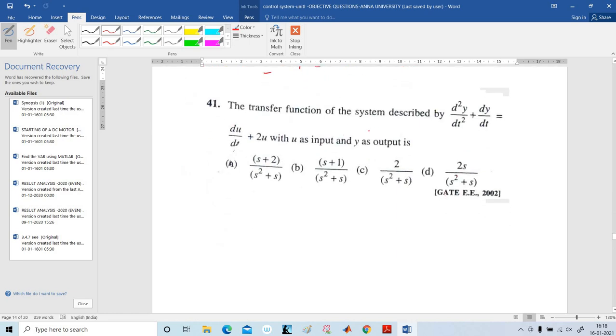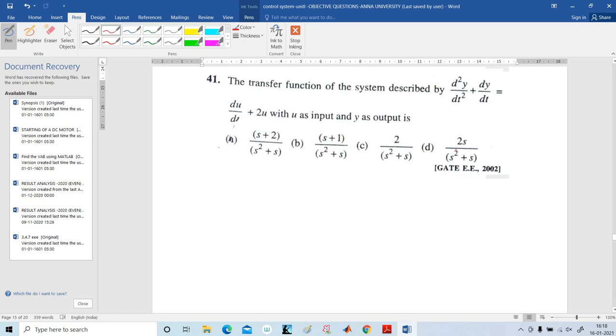The transfer function of the system is described by d square y by dt square plus dy by dt equal to du by dt plus 2u, with u as the input and y as the output. First of all, I am going to apply the Laplace transformation on both sides of the equation with 0 initial condition. So S square into Y of S plus S into Y of S equal to S into U of S plus 2 into U of S.